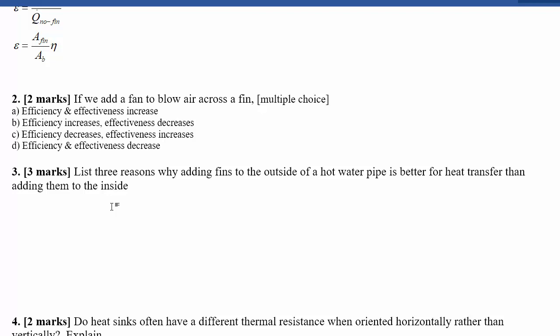not dominating the total series resistance from convection inside, then conduction through the pipe wall, and then convection outside. The lower convection on the outside, meaning higher convection resistance, there is the one that's dominating. So that's the one we want to improve the most.